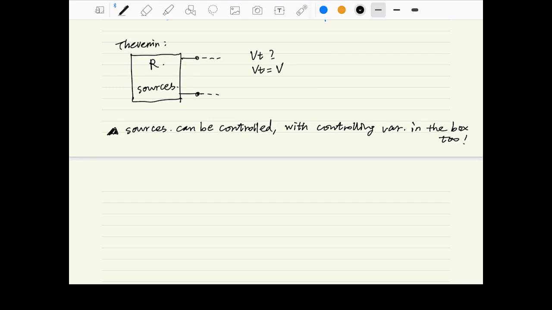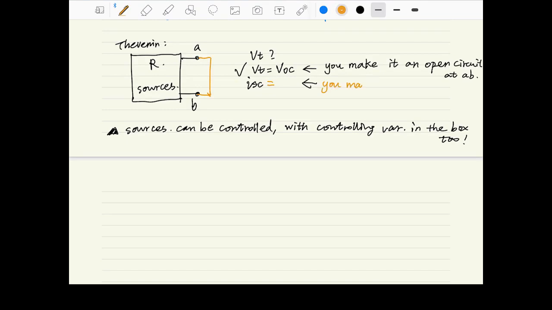Okay, so how do we get VT? The definition is VT equals the open circuit voltage of this box at the terminals, which means that you need to first make it an open circuit at the terminals AB. How to make it? Just assume that they are connecting to nothing and no currents flow through it, right? This is open circuit. And by assuming that, you calculate the voltage between A and B, and that is VOC, V open circuit.